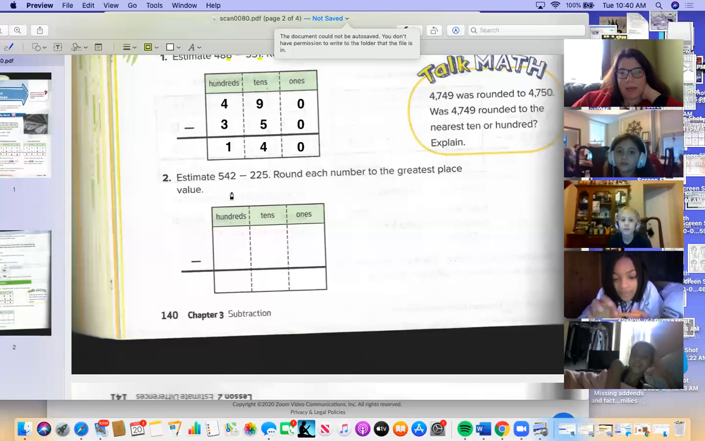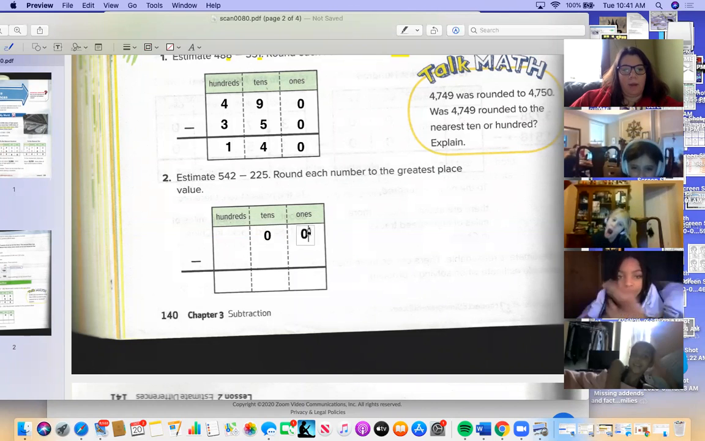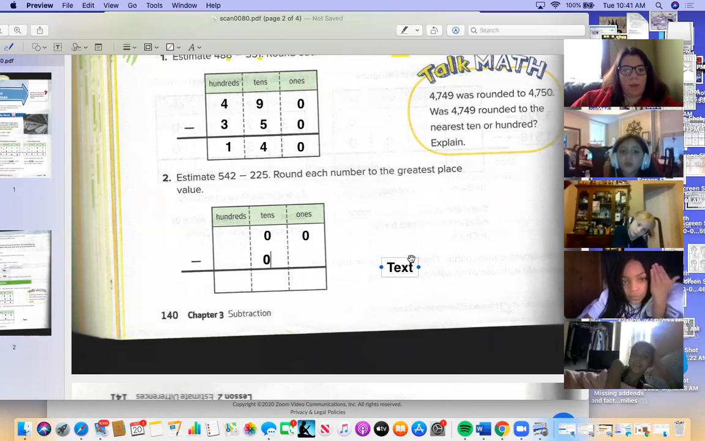What's the greatest place value, guys? Charlotte? The greatest place value is the hundreds. Yes, the hundreds place. So we're going to be rounding to the nearest hundred. So I can already put my zeros here because if I'm rounding to the nearest 100, I have a 0 in the tens place and a 0 in the ones place. So 542 will round to what?